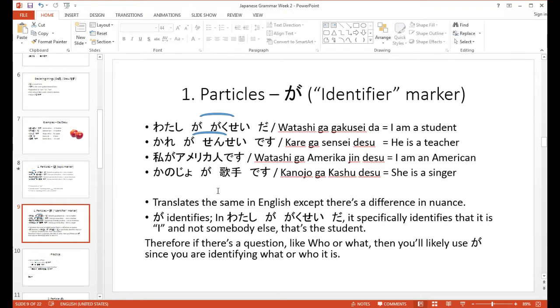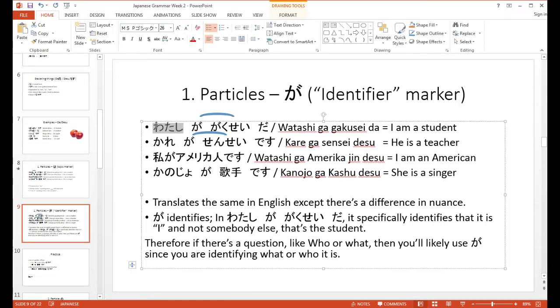I think I like it. I understand what he means by it. Pretty much ga identifies the word before it. For example, watashi ga, so watashi becomes the, what was it? How do I explain this?